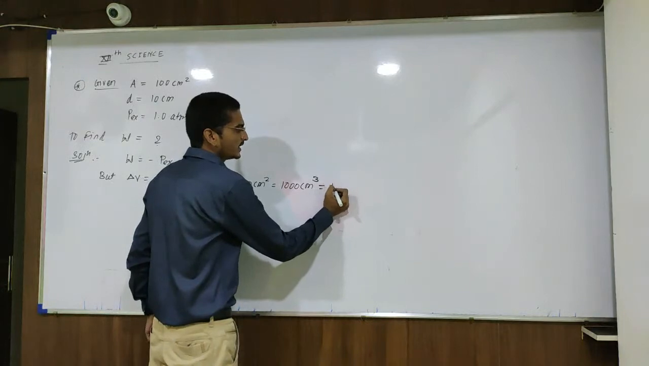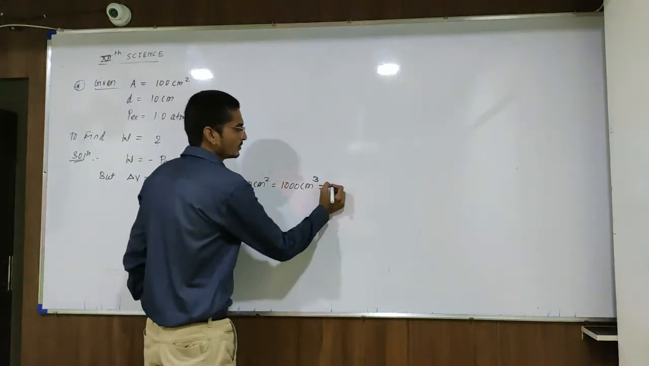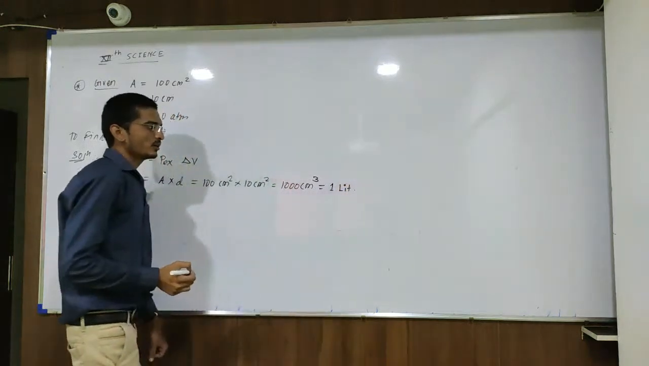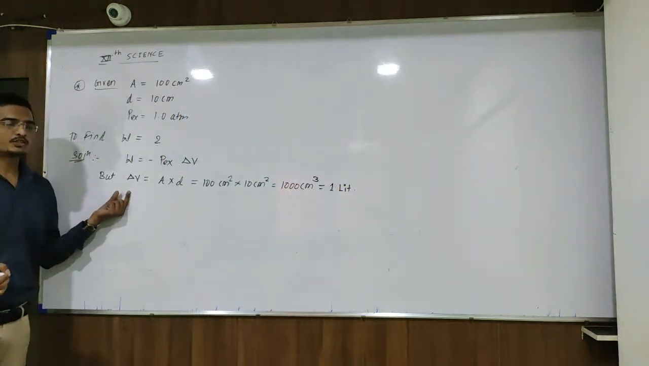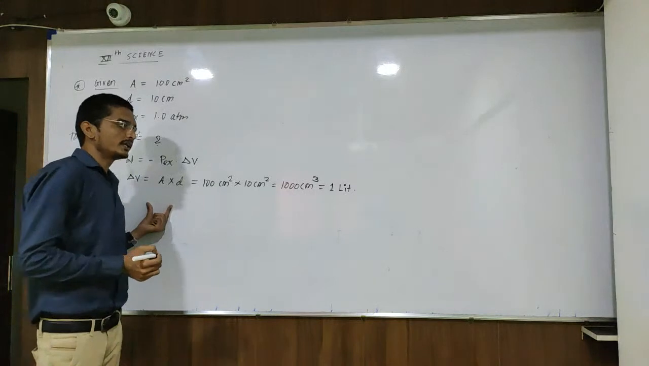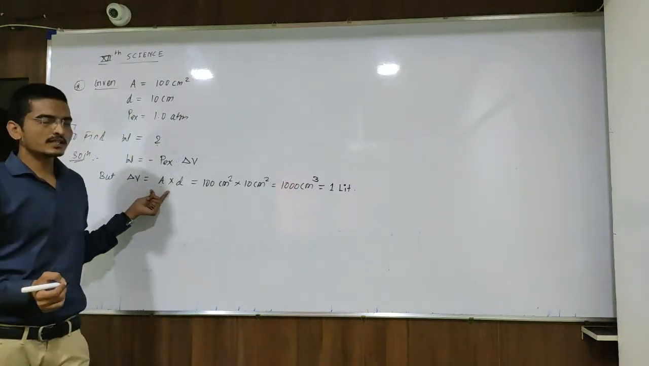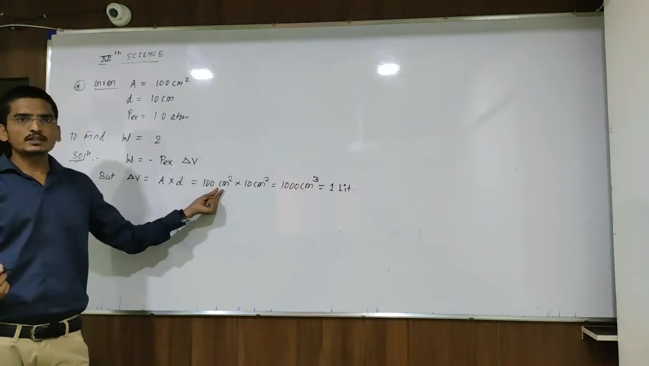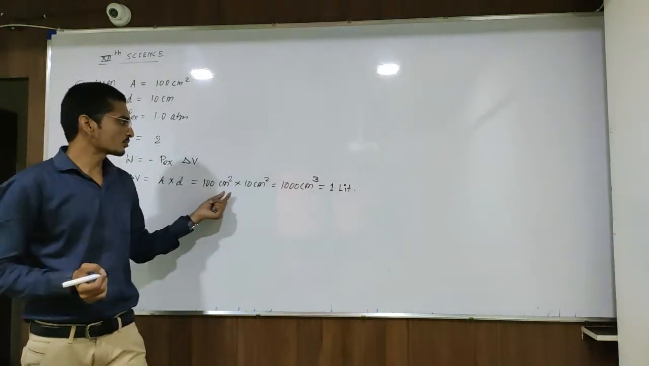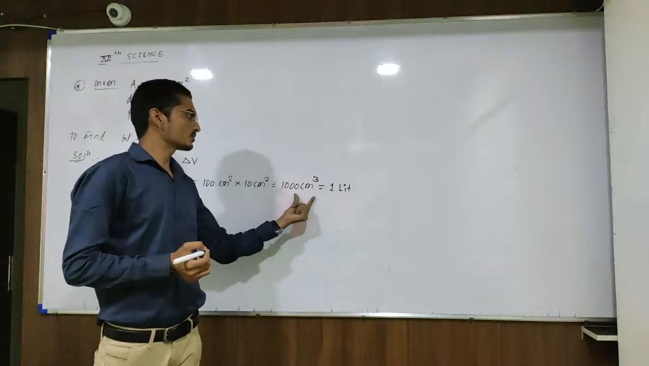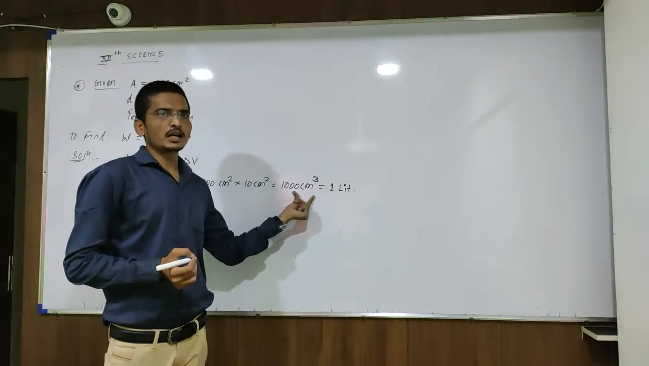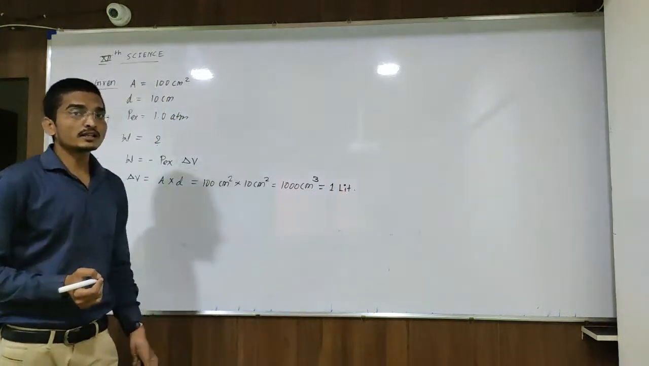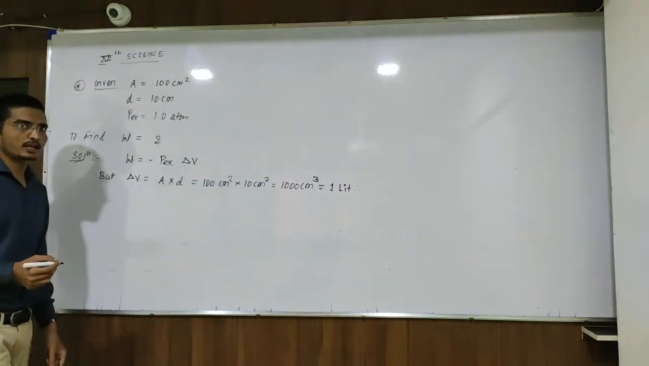So you know that 1 liter is equal to 1000 centimeter cube. So that's why volume should be 1 liter. Okay. So you have to give here delta V. It should be 1 liter. How is it? Delta V is nothing but the volume, which is nothing but the area into displacement. So you have the area 100 centimeter square, displacement 10 centimeter. So total volume here is 1000 centimeter cube. Convert it into liter because work done is found in liter atmosphere.